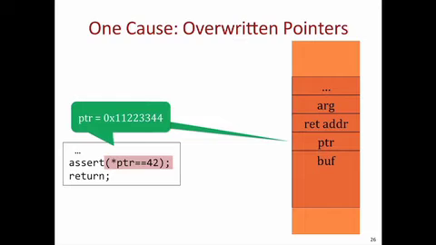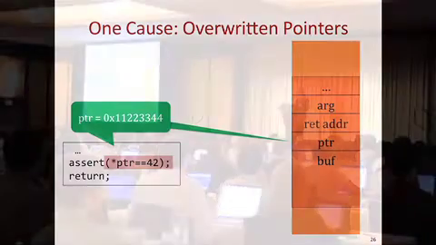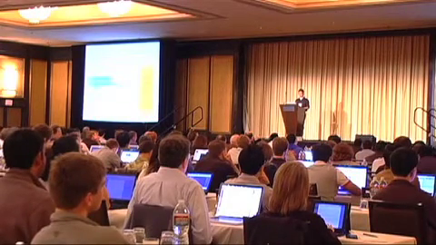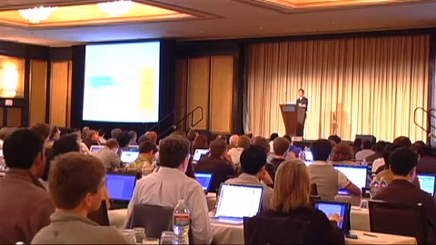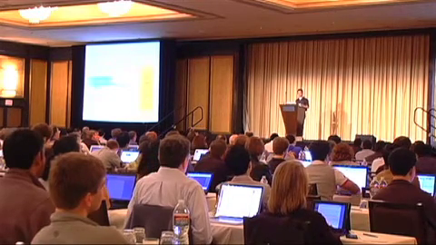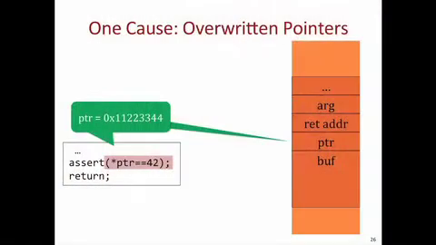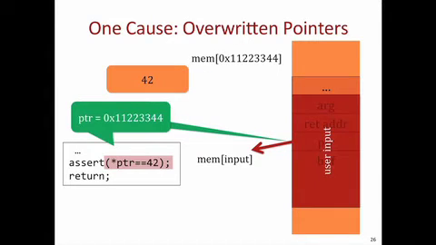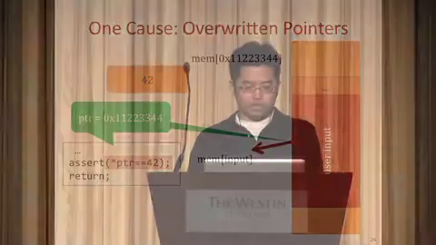Well, there are many causes for this. One of the examples is overwritten pointers. Suppose we have a C program where we dereference a pointer and then return. Here, local pointer PTR points to a valid memory object. However, suppose we have a buffer overflow before the memory dereference. In that case, user input will overwrite not only the return address, but also the local pointer PTR, which means it will mangle the pointer.